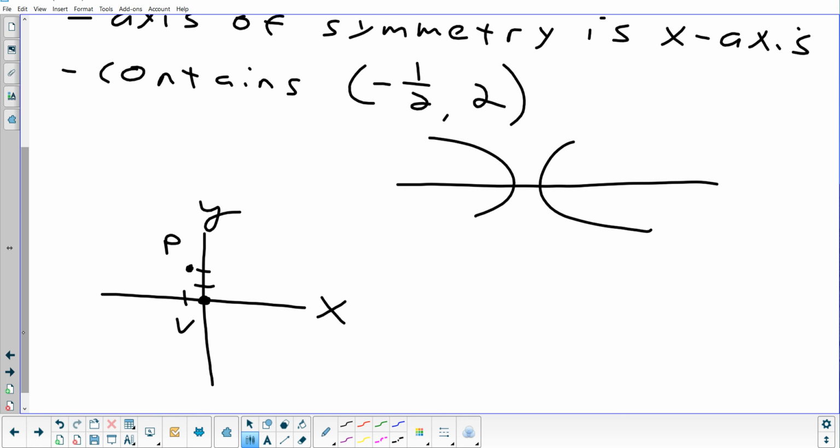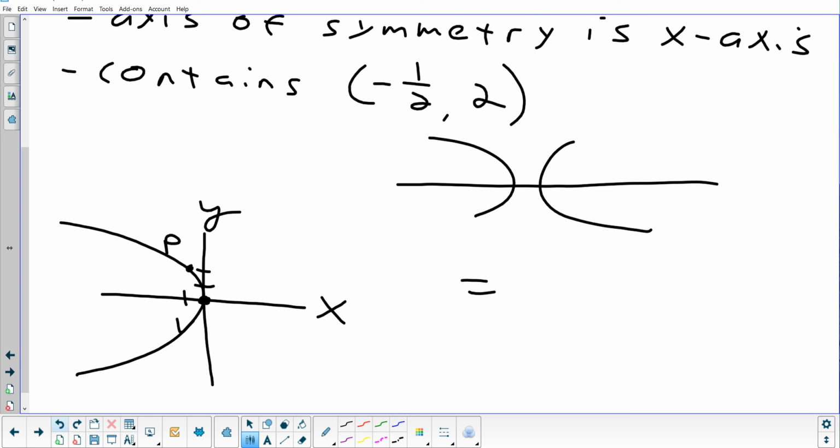What way would the parabola have to open so it goes through the vertex in that point? Yeah, you have to open to the left. If it opened to the right, it would never go through that point. So it has to open left. That tells us the equation we need to use.